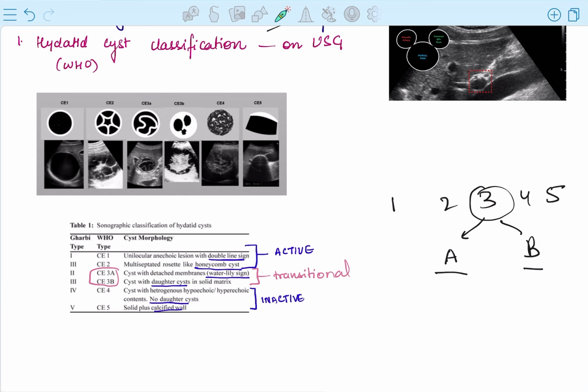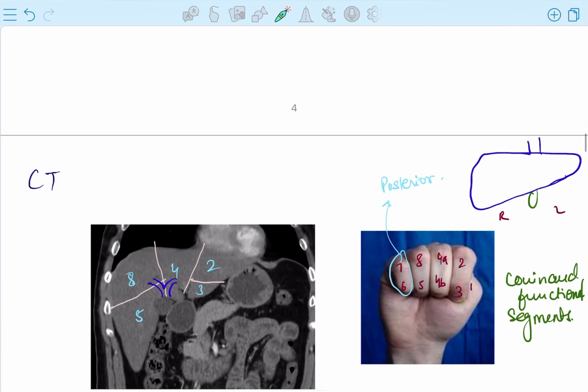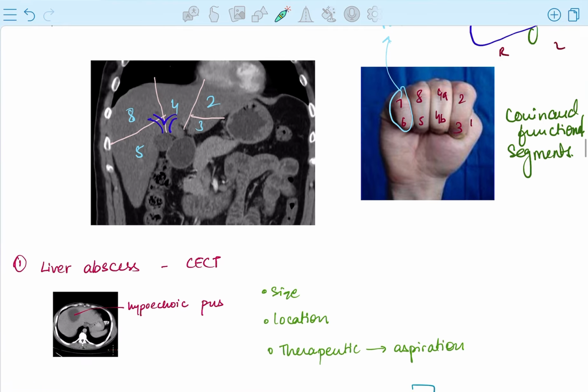In CE3 stage, it is a transitional stage, as there's a transition from active to inactive stage. The 4 and 5 is an inactive stage. Okay, we have to remember this hydatid cyst classification. It is very important. Moving on to CT or computed tomography.